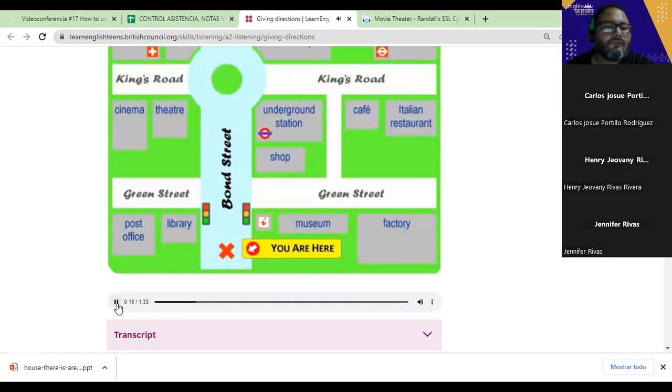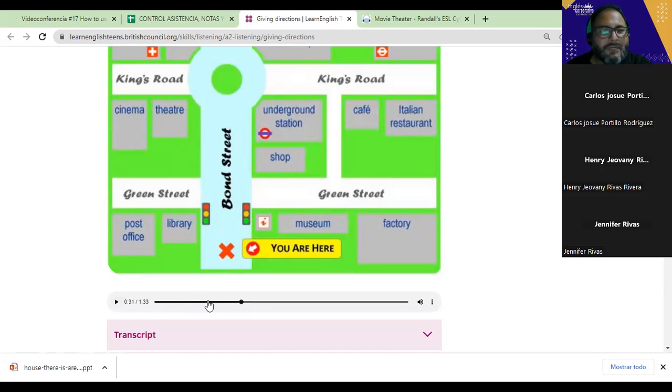Number two. B. Go straight on, go past the traffic lights. You'll see a shop on the right. Go past that, and it's on the right next to the shop. Where is that place? The underground station. Exactly, it's the underground station.